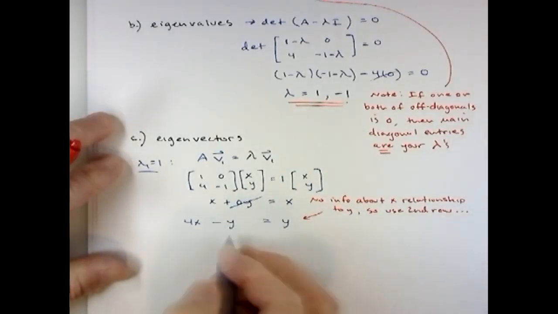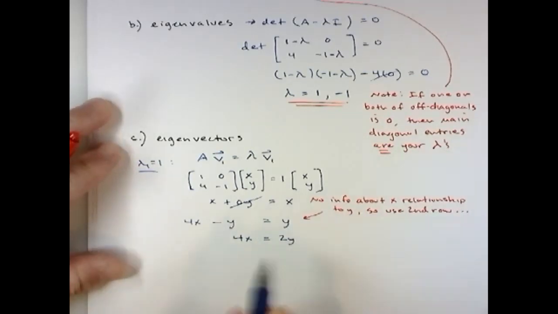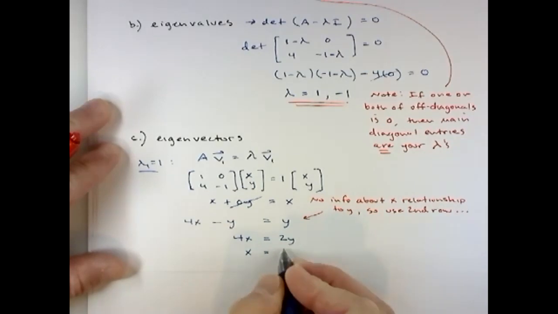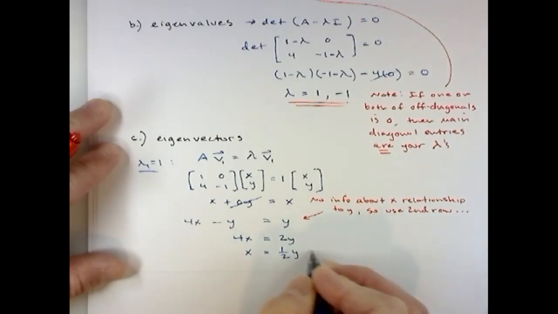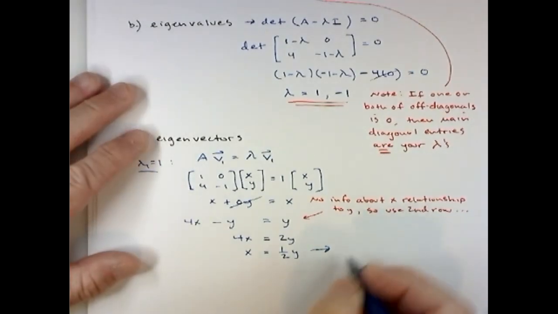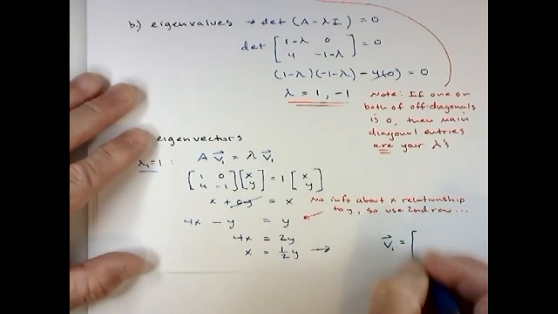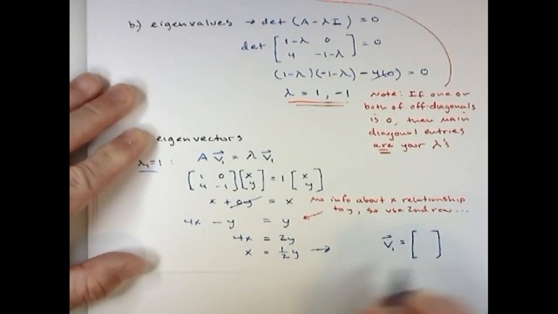And now I have some information. This tells me 4x equals 2y, which means x equals 1/2 y. So then I can just choose. So remember how this works. You want to choose. There's multiple answers here, but the relationship is my x value, which is the top number, has to be half of y, my bottom value.